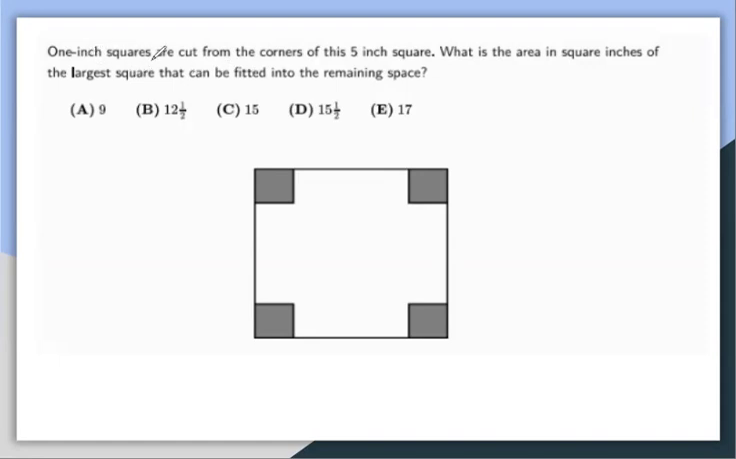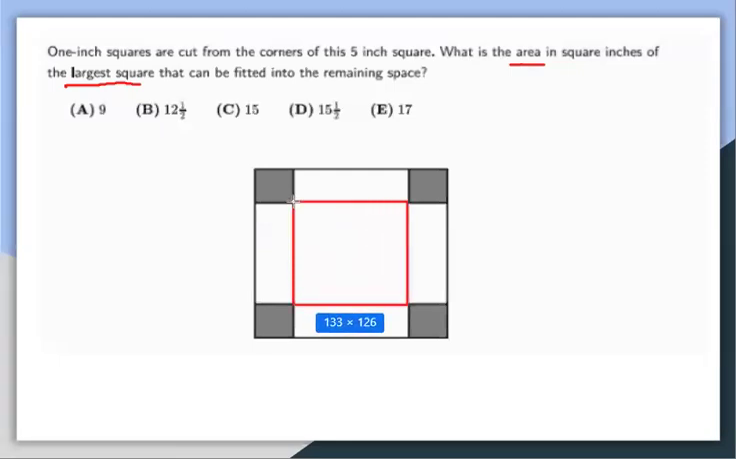So we are told 1 inch squares are removed from each corner of a 5 inch square. So this is 5 by 5. And we want to find the area of the largest square that we can fit into the remaining part.